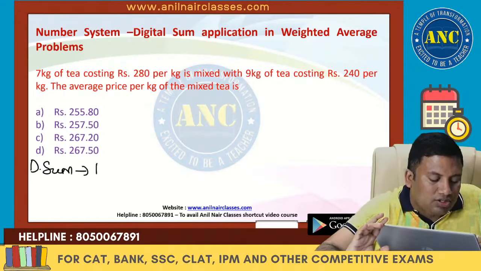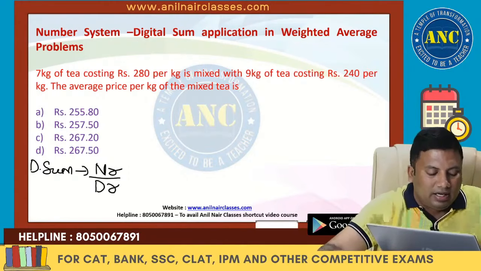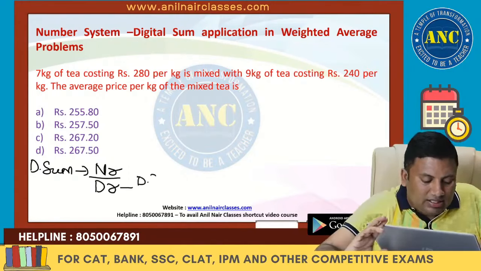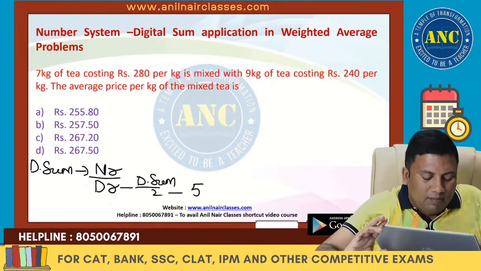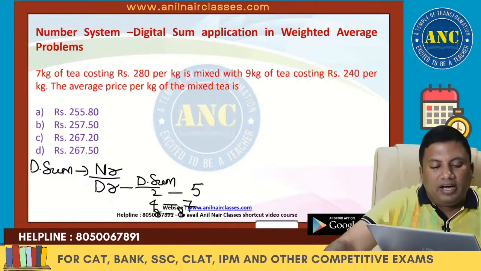Now, one concept please write down. Digital sum can also be used for fractions, numerator by denominator. If the denominator digital sum is 2, you can do wonders in weighted average: multiply by 5. If it is 4, multiply by 7. If it is 8, multiply it with 8.